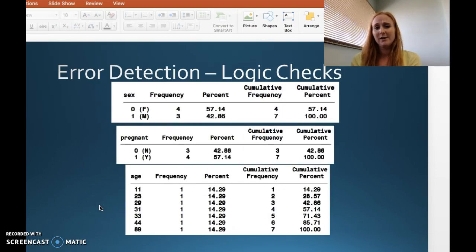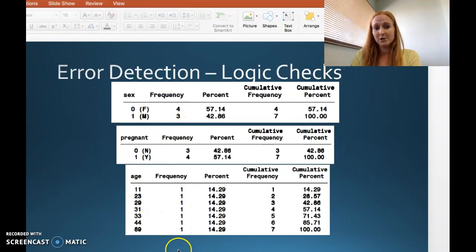So here you have 3 frequencies presented on your screen. You have sex, pregnancy status, and age. So let's just walk through the output of a frequency quick if you are foggy on it. The very leftmost part of any frequency is always going to be the topic and the responses that were provided. So here we have sex, 0 and 1, female, male, pregnancy status, 0 and 1, yes, no, age, and these are the raw ages, an 11-year-old, 23-year-old, 29-year-old, and so forth.